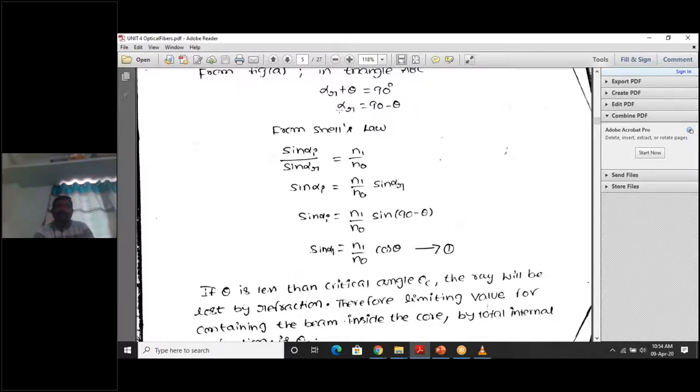Here you see my cursor. Alpha R is equal to 90 minus theta. So instead of alpha R, I place 90 minus theta. Sine of 90 minus theta becomes cos theta. Now, this is the crucial step of this particular topic.